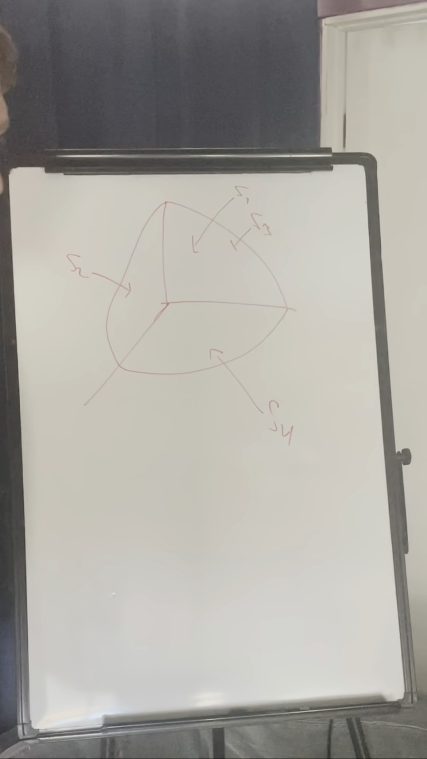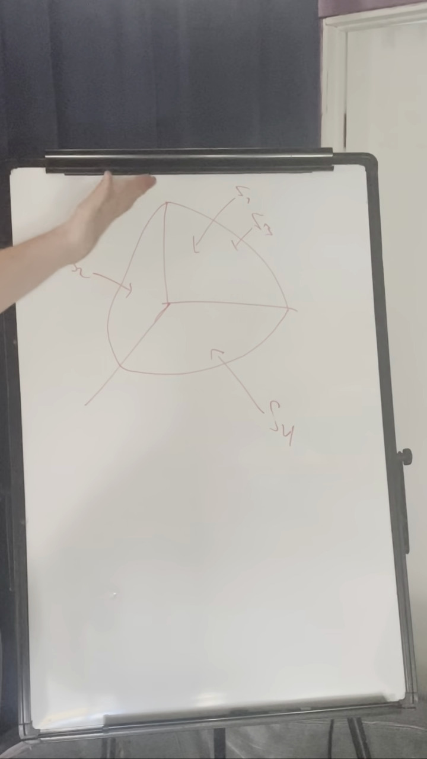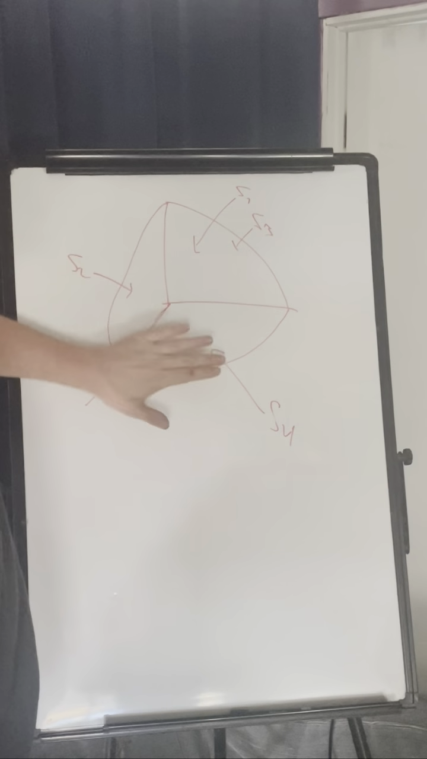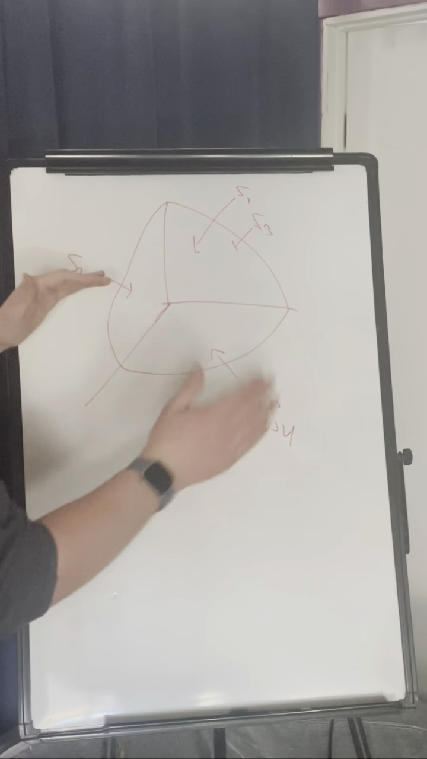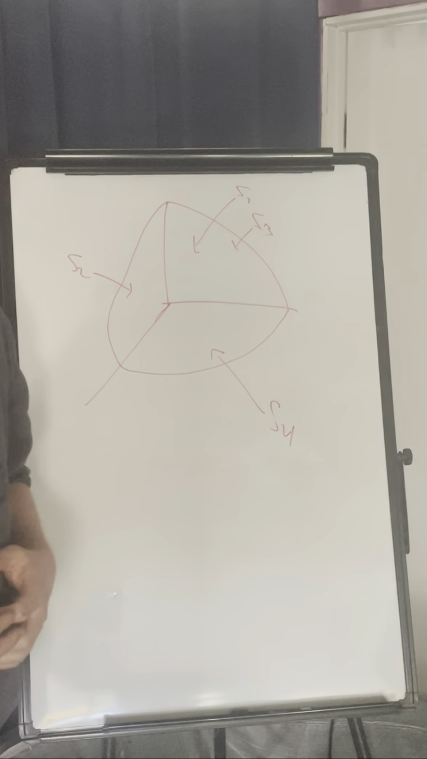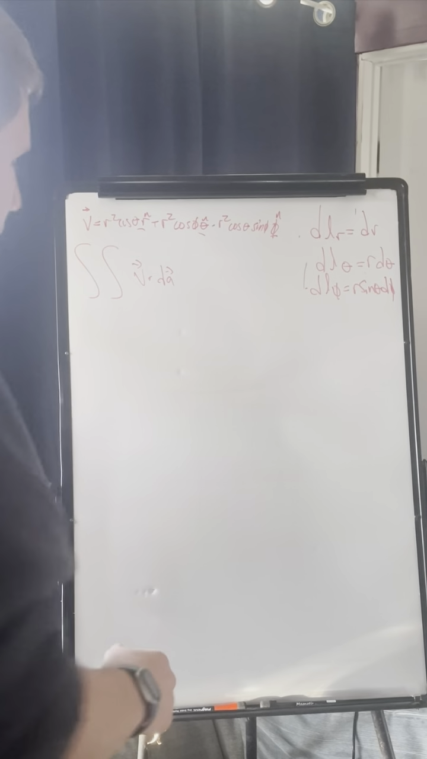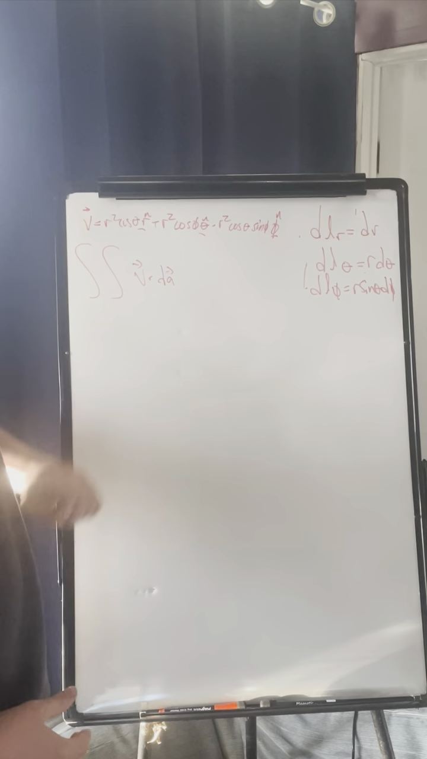So there are 4 surfaces to this octant. We have the entire front, and then there's S2, and then S3 is like on the other side, and then S4 is going to be on the bottom. So to compute the surface integrals, we have to take v dot dA.